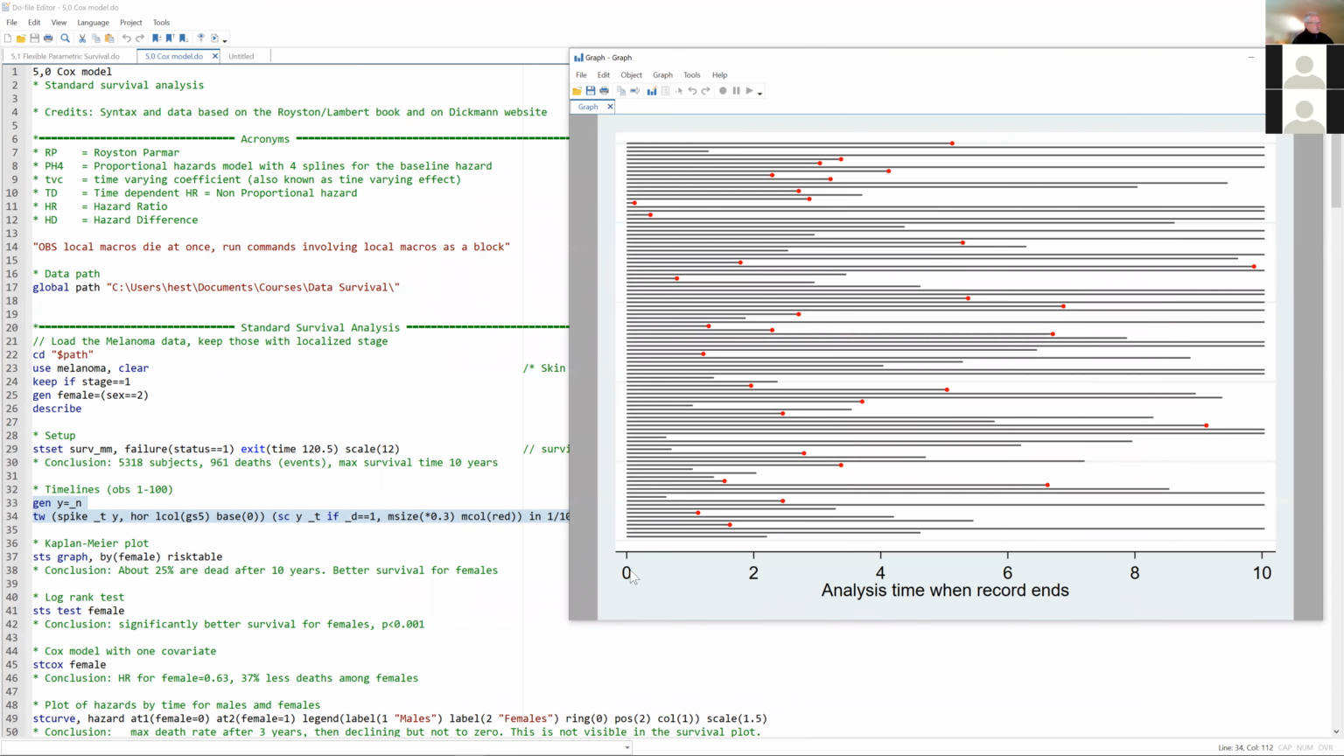Here we see the observation time from 0 to 10 years, and each line represents a person. So this one died, this one was followed until the end, this one was followed only a short time and was lost to follow-up over here. We can briefly see that we have lots of deaths, and they seem to be spread out over the entire area. We have some people followed all the way until the end, and a fair amount of loss to follow-up. So that's what we see from this one.